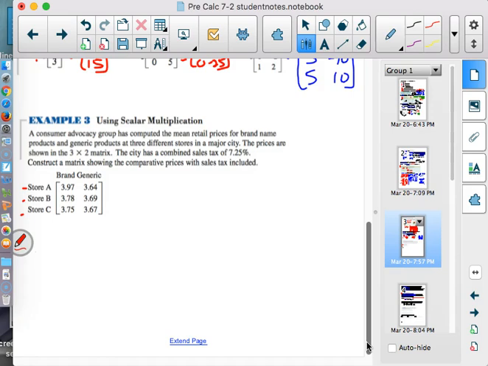So most people experience their first learning of generics with medications because the price is much lower with those generics. Now this says the prices are shown in this 3 by 2 matrix, and we can see that there's the brand names and then there's the generics. And it says the city has a combined sales tax of 7.25%. So they are taxing their pharmaceuticals. And what we want to do is construct a matrix showing the comparative prices with the sales tax included.